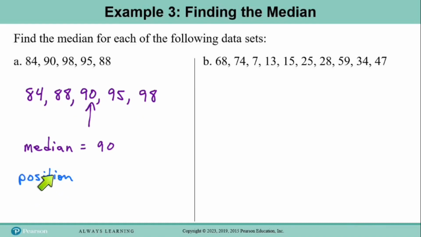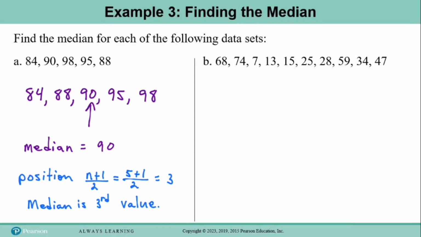And now if we think about the position, I just want us to practice using that little (n + 1) divided by 2 formula so you can see how it works. There are 5 numbers in our data set, so n is 5. So (n + 1) divided by 2 would be (5 + 1) divided by 2. That's 6 divided by 2, which is 3. And so this is telling us that the median is the third value in the list. And then 1, 2, 3, of course, that agrees with what we found just by looking at the data set ourselves.